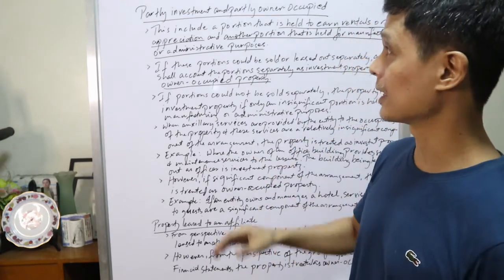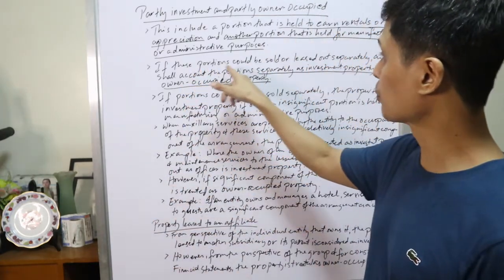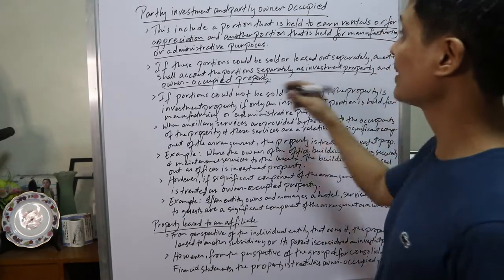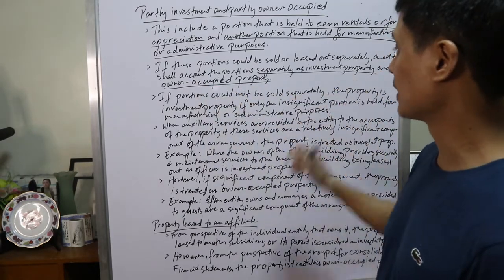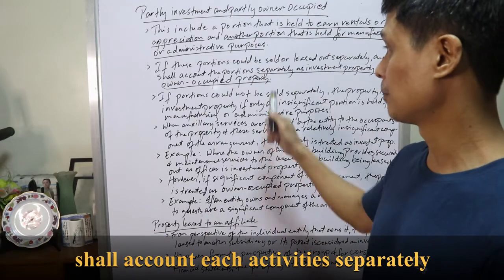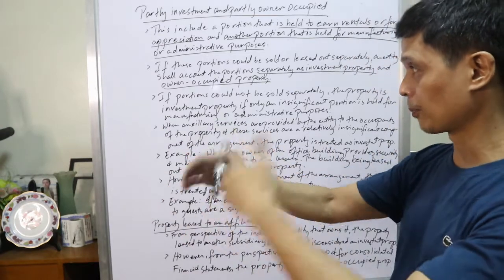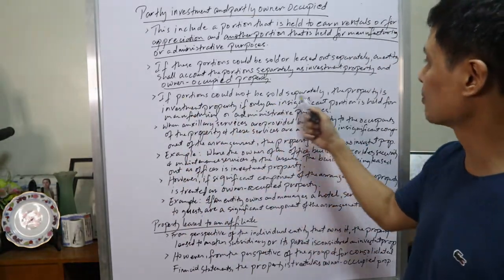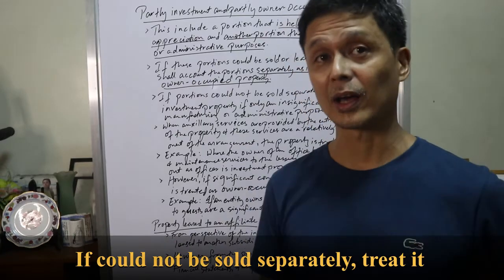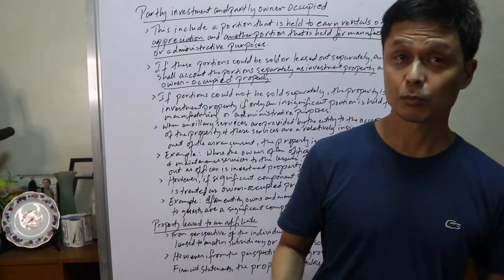So paano yung treatment niyan? Ito yung tinatawag na partly investment and partly owner occupied. So if these portions could be sold or leased out separately, an entity shall account the portions separately as investment property and owner-occupied property. So, pwedeng i-segregate yun, no? Meron siyang separate reporting. So, if portions could not be sold separately, the property is investment property if it's insignificant, yung portion na held for manufacturing or for administrative purposes.